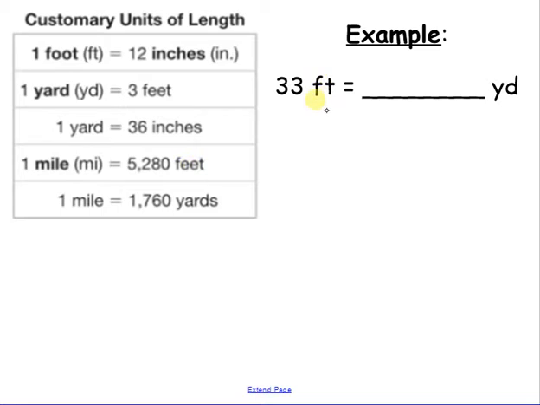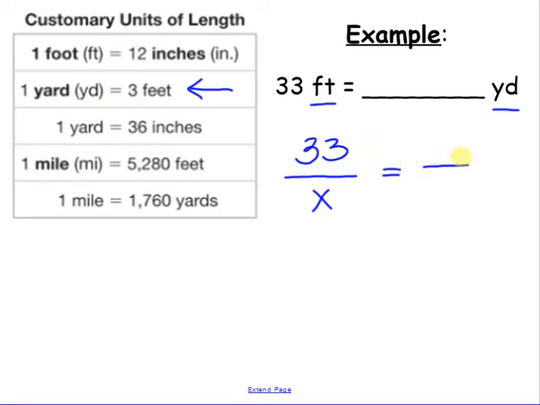So the first thing that we need to realize is that we have feet and we have yards. So we're going to set up a proportion with the initial question. So we have 33 feet over x yards equals. And the reason why the x is yards is because we don't know what it is. Now, go into your conversion chart and find which row talks about feet and yards at the same time. It is this row right here, and it tells us 1 yard equals 3 feet.